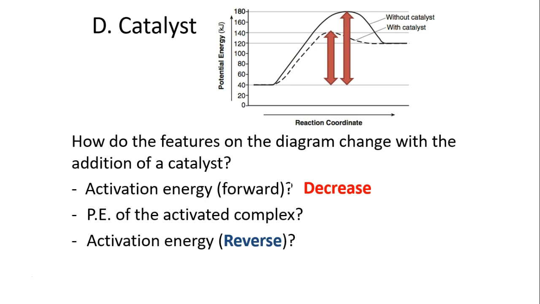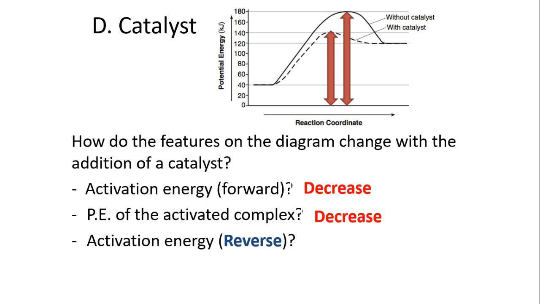All right. Next one is potential energy of the activated complex. So the activated complex is right here at the top of the hill. The potential energy of that complex is the entire distance from 0 to the top of the hill. So without the catalyst, it's 180. With the catalyst, it's 140 kilojoules. And so it also lowers that potential energy for the activated complex.